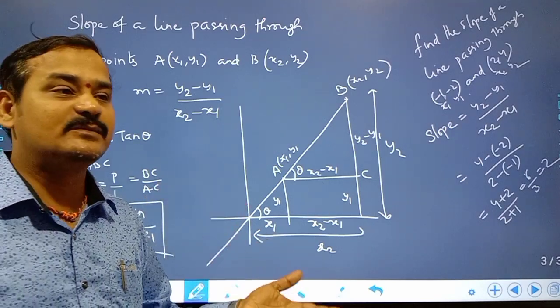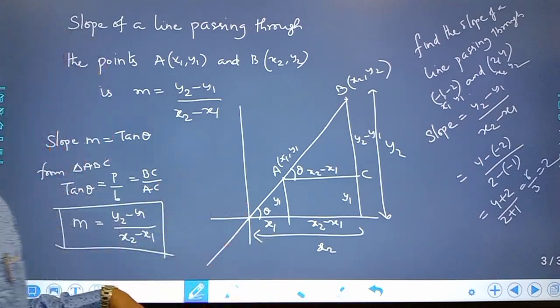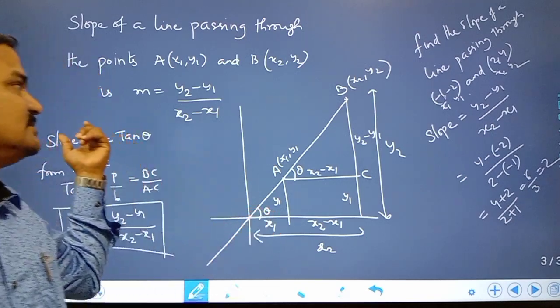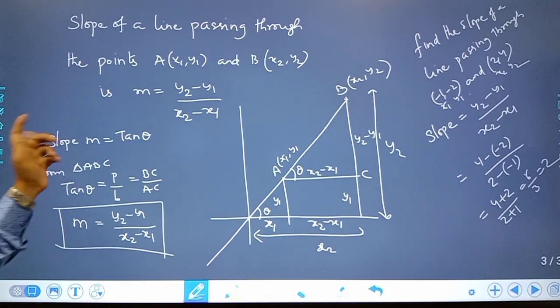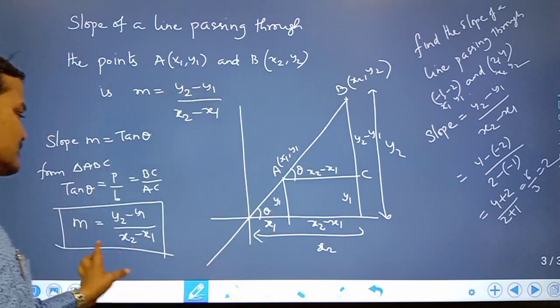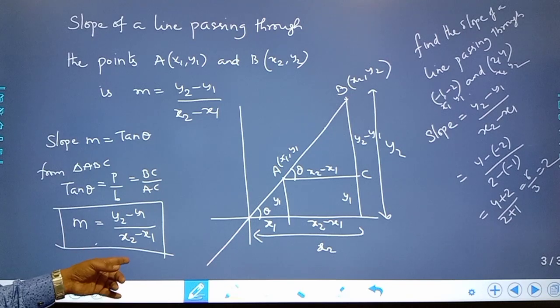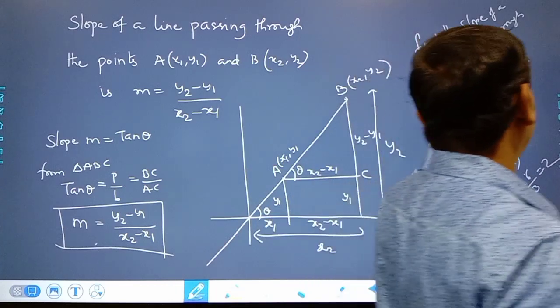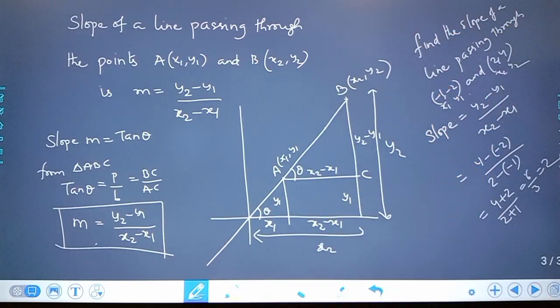So the first concept: if the angle theta is known, then slope m is equal to tan theta. Next, the formula for the slope of a line passing through two points is y2 minus y1 by x2 minus x1.